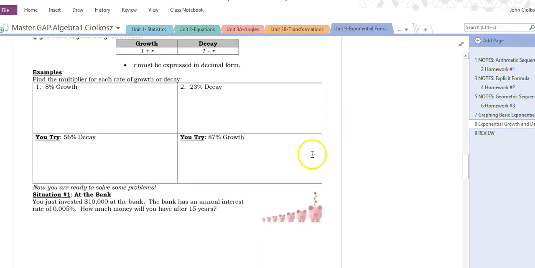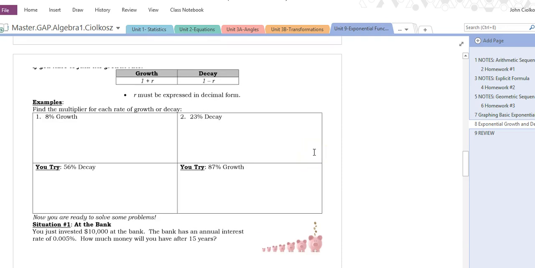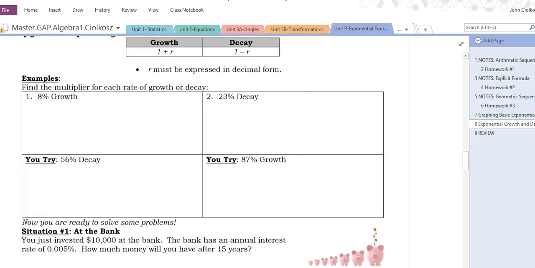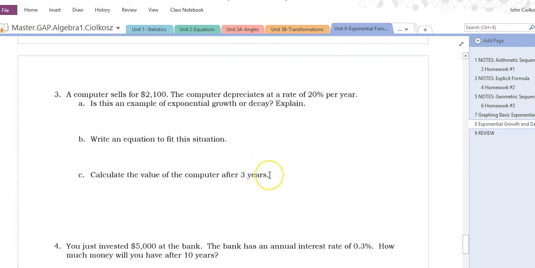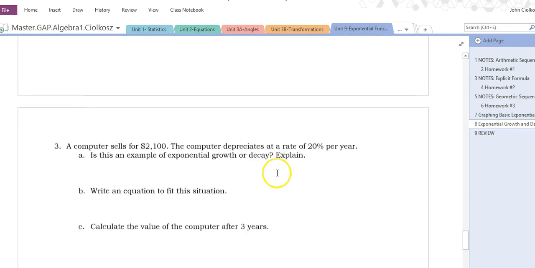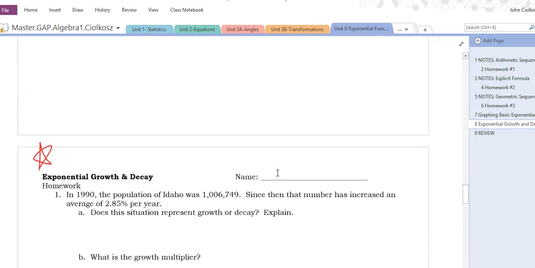Alright, so finding these things. So what we're going to do for our notes is go and complete this page, and then everything below it is going to be your homework. So you're going to work on numbers 1 through 5 for the homework after we complete these notes.